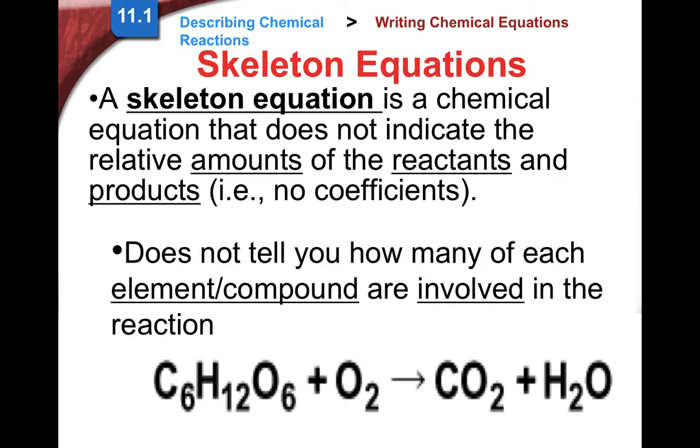So if you look at that equation, it doesn't tell you how many glucoses I have, how many oxygens, how many carbon dioxides, how many waters. There's just a one coefficient in front of all of them. Now, in real life, there would be coefficients there, and we're going to deal with that later, but for right now, I just want to learn how to do the skeleton equation.